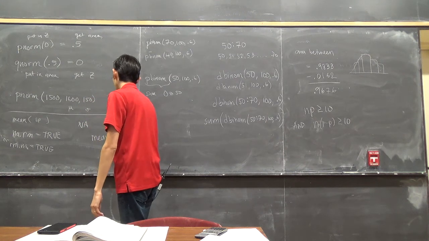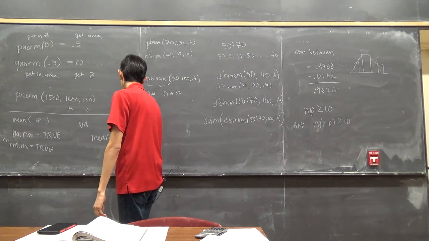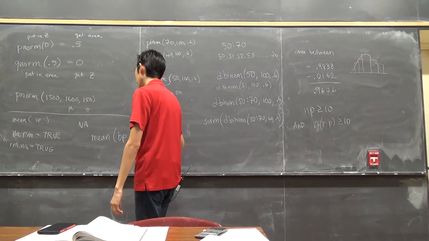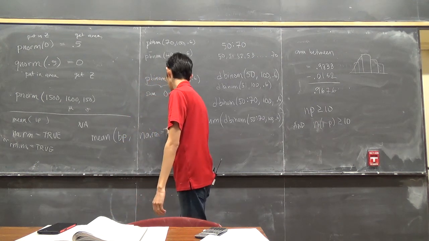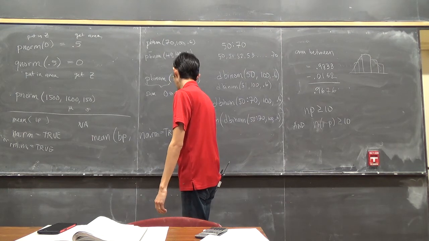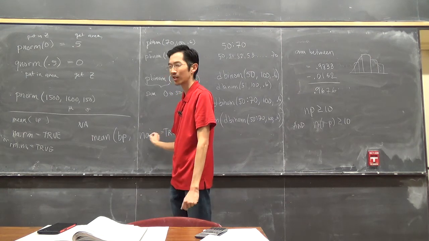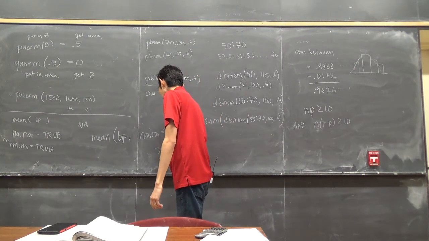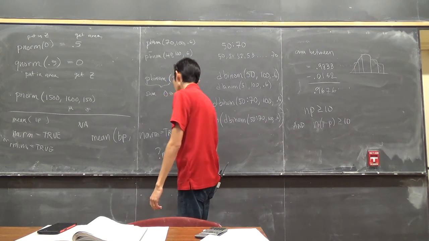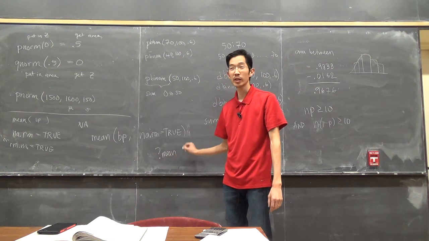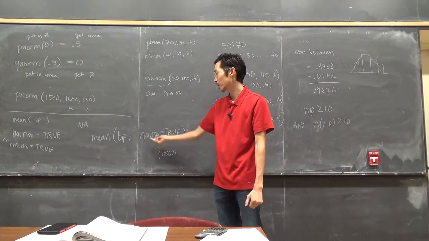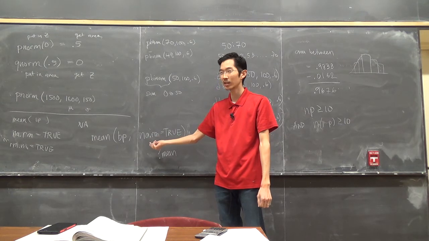Forgive me for this, but I think what you're essentially going to want to do is mean of the blood pressure, comma, na.rm, or rm.na equals TRUE, all right? And I can't remember if it's rm.na or na.rm. You can always do question mark mean, and this will pull up the help file associated with the mean function. And somewhere in the help file it will say that it's na.rm or rm.na.